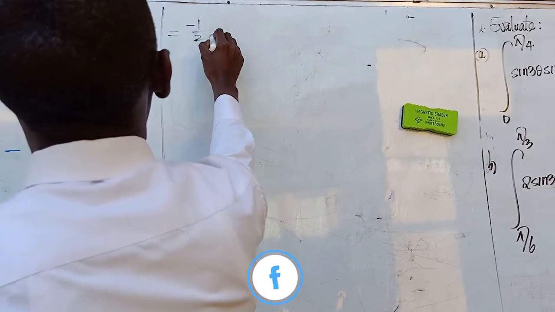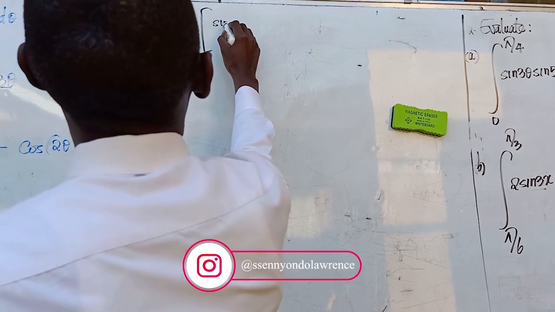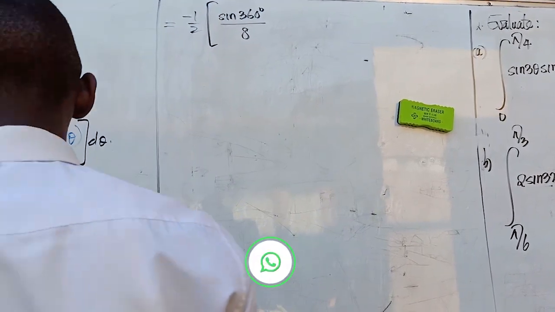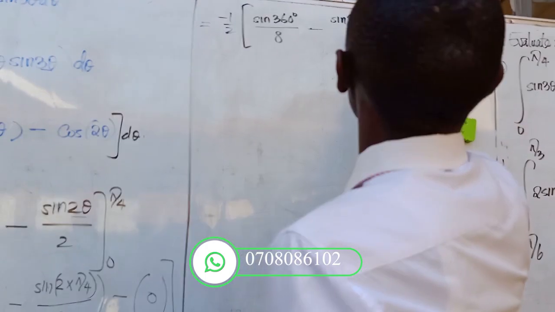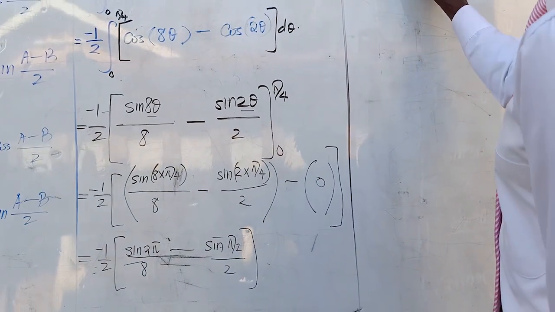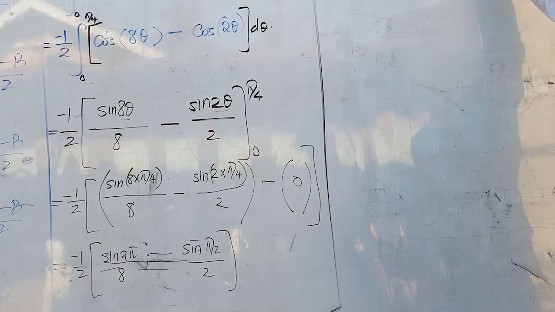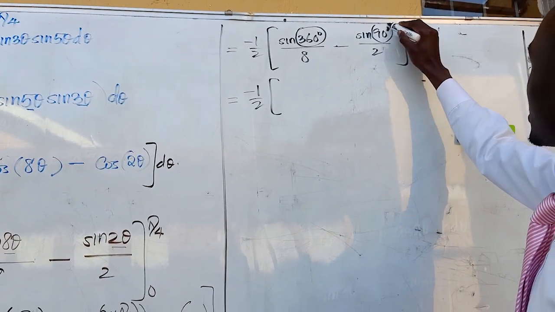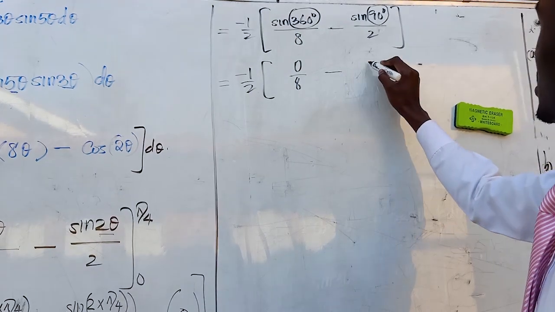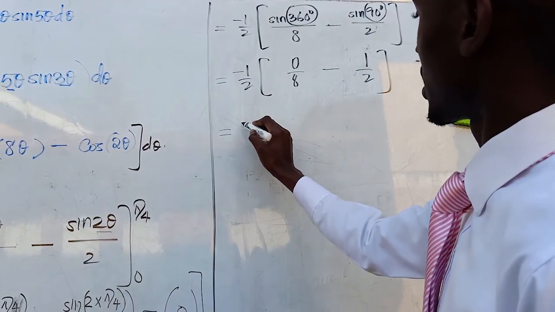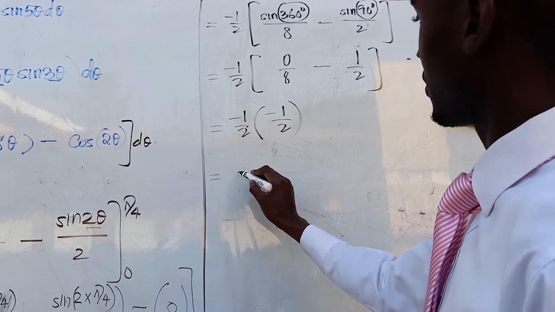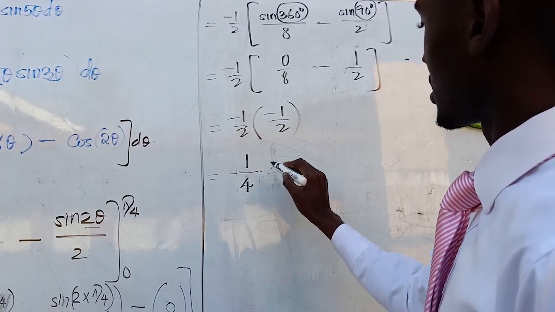We have negative a half into sine. If you're careful, sine 2 pi is looked at as sine of 360. Pi is 180 times 2, you get 360. Sine pi by 2 is looked at as sine 90 degrees. From radians to degrees, feel free. Even if you don't change, as long as at the back of your mind you know that 360 is 2 pi and 90 is pi by 2. Sine 360 is 0 divided by 8 minus sine 90, which is 1, over 2. So resultantly I have negative a half into, this is 0 minus a half, giving me another negative a half. Resultantly I get 1 over 4 as the evaluation.